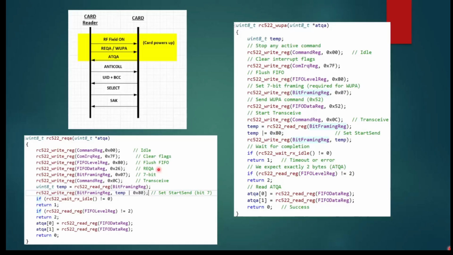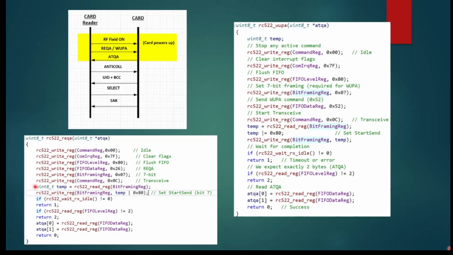Now, this is considered a 7-bit message, so we need to send the bit framing command of hex 07. Next, we send the hex 0C, which is the transceive command, and the transmission is going to start once we set bit 7 on the bit framing register. But we only want to modify bit 7.